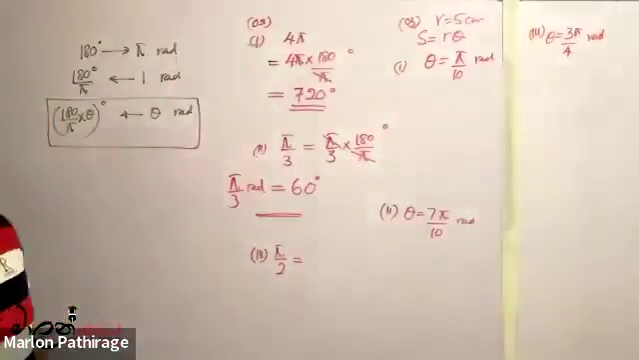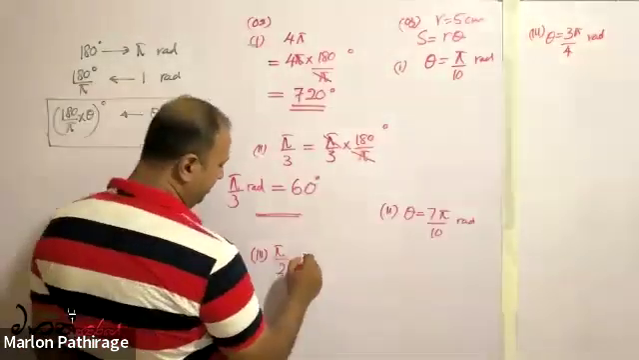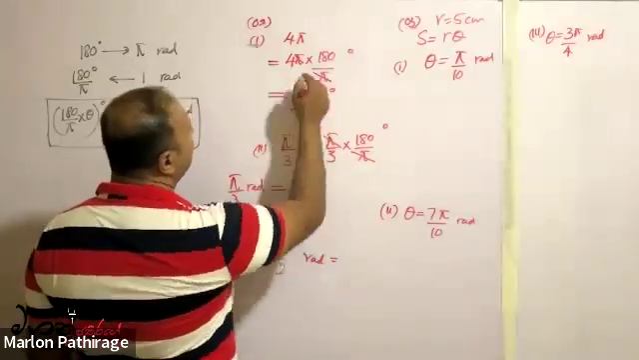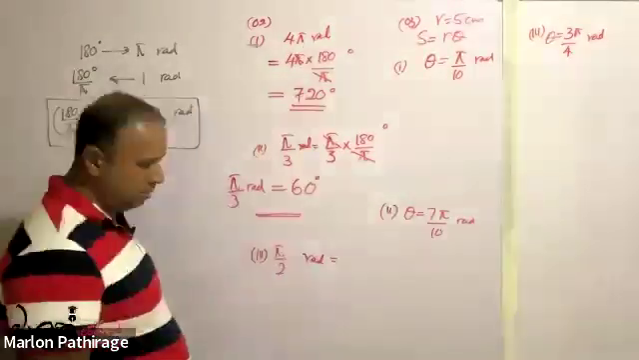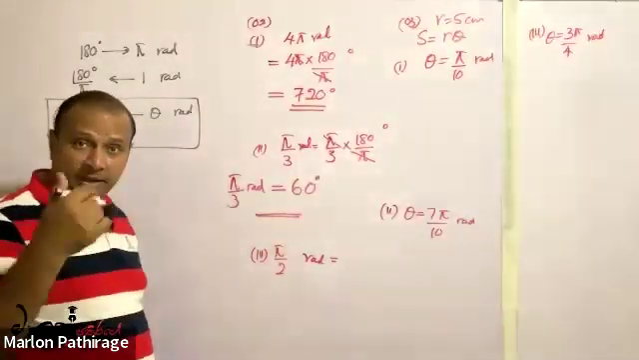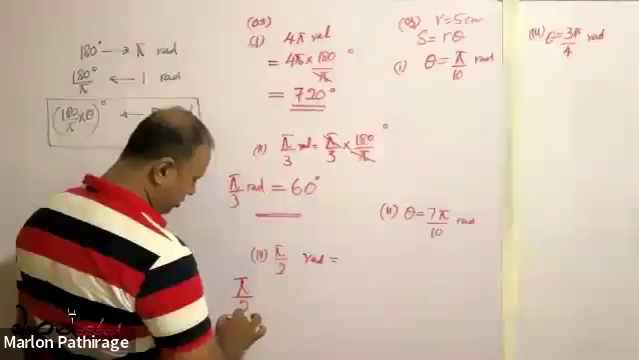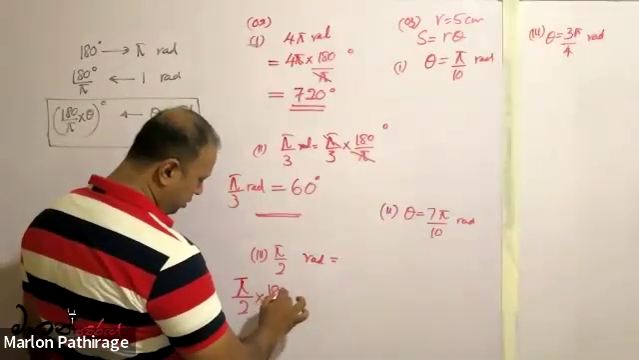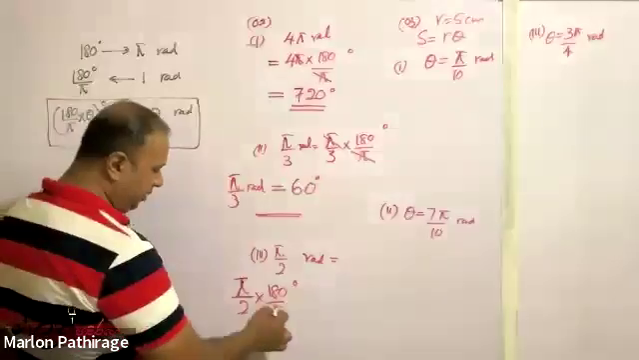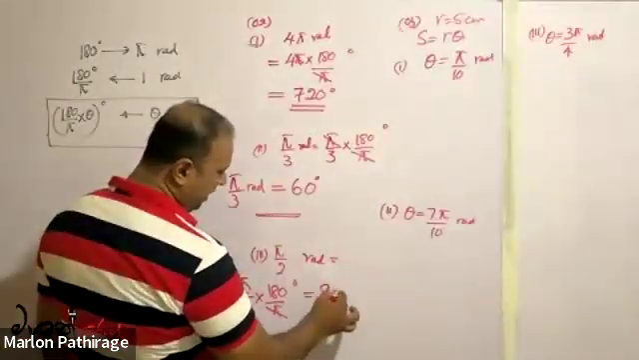5 over 2 radian is equal, you have to multiply by 180 over 5 degree. Again, 5 to 5 will be cancelled out. 180 over 2 means 90 degree. This is equal to 90 degree.